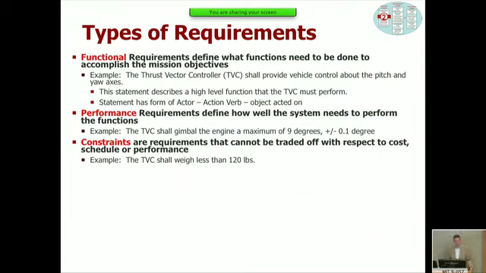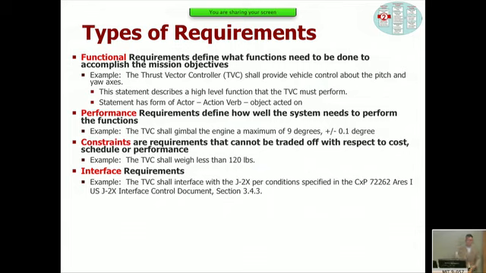So then we have constraints. Constraints are things like weight, mass, power, things like that. So constraints are requirements that cannot be traded off with respect to cost, schedule, or performance. So for example, the thrust vector controller unit module shall weigh less than 120 pounds. That is not functional, right? The weight of this thrust vector controller shall not be more than 100. That is not performance. It's not a functional requirement, but it's a constraint on the form, essentially, right? So this looks more like what we would call a specification constraint.